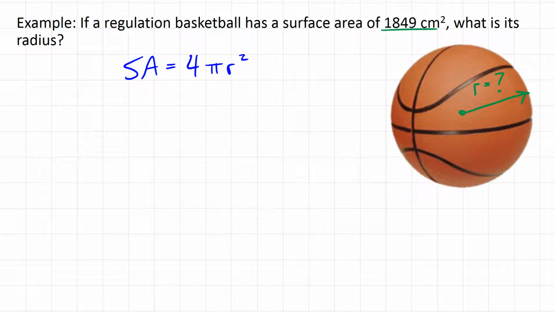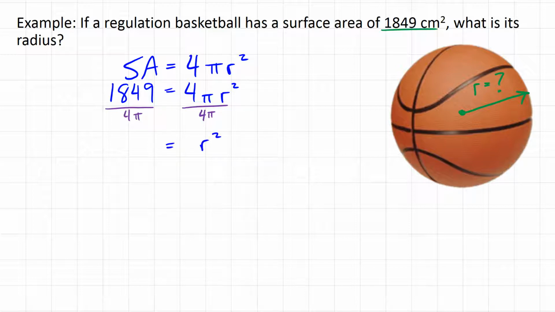Let's write in those elements that we know. Well, we know the surface area is 1,849. And then we have 4 pi times r squared. And r squared is our unknown. So to find r squared, we're going to have to divide by first 4 pi on each side. And that'll leave us with just r squared on the right-hand side.